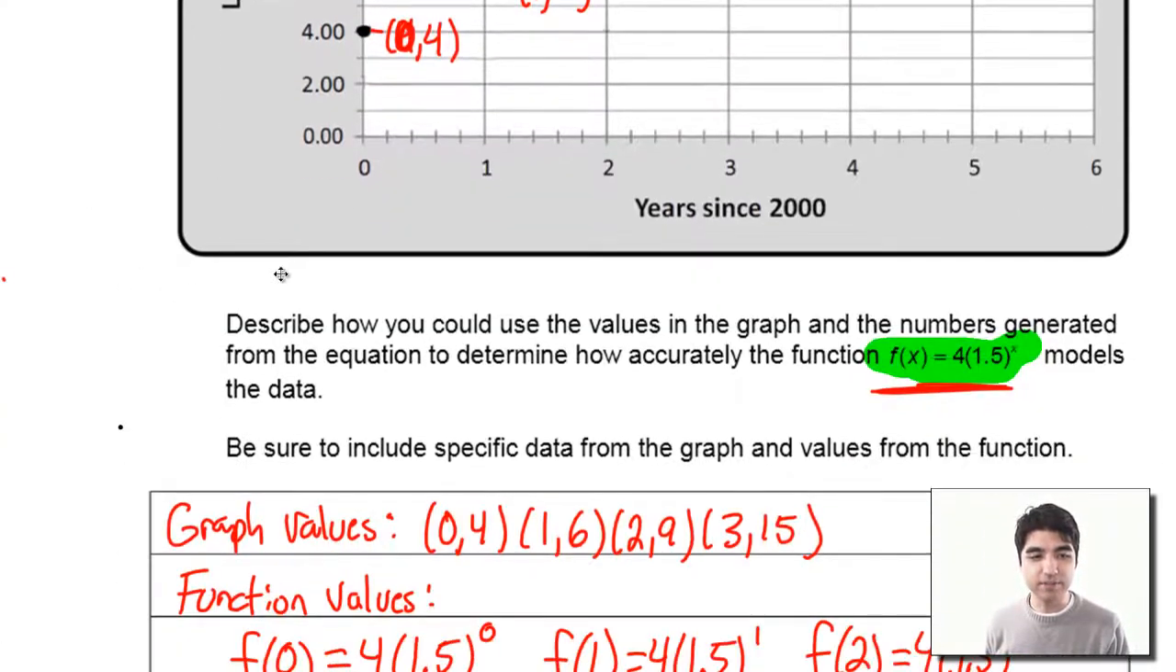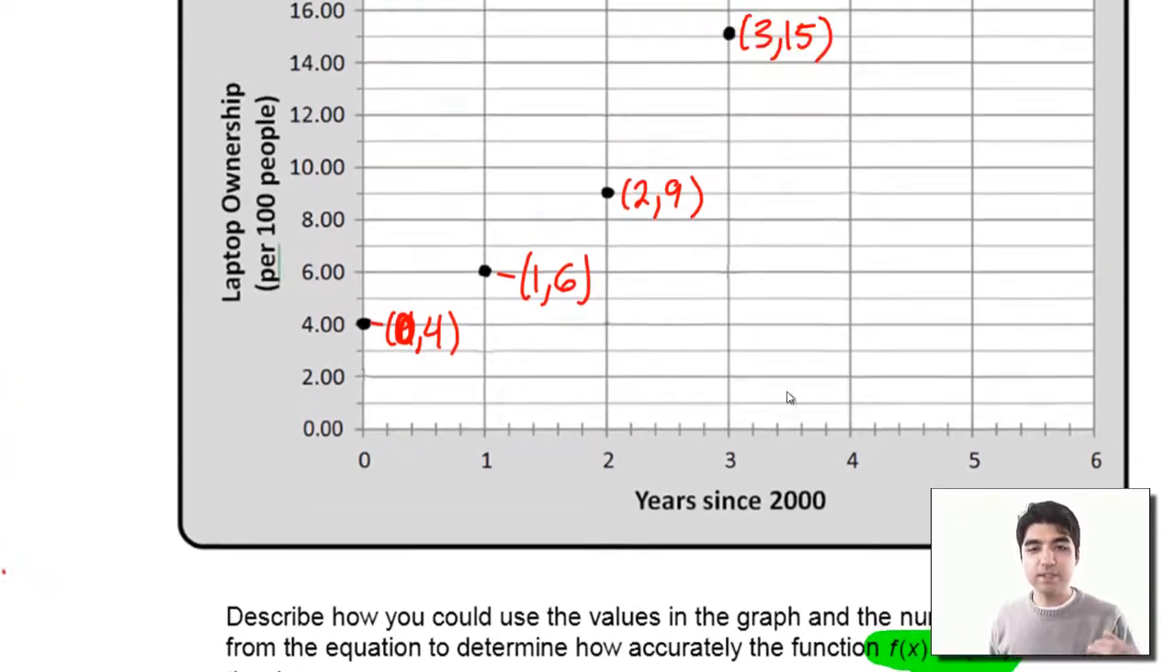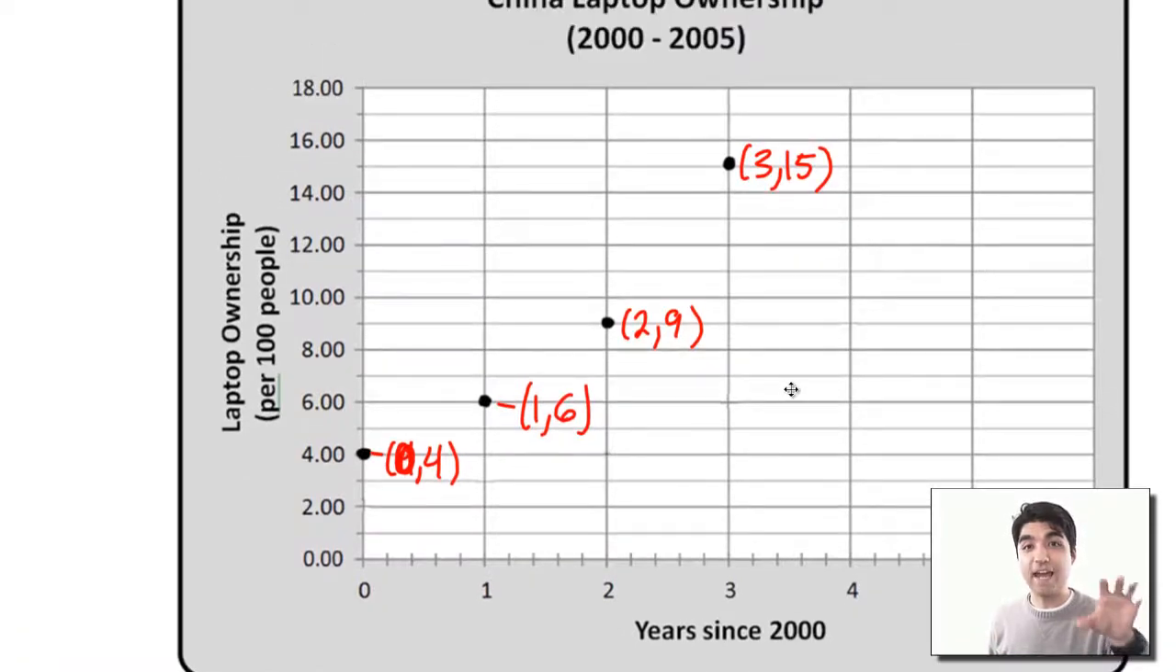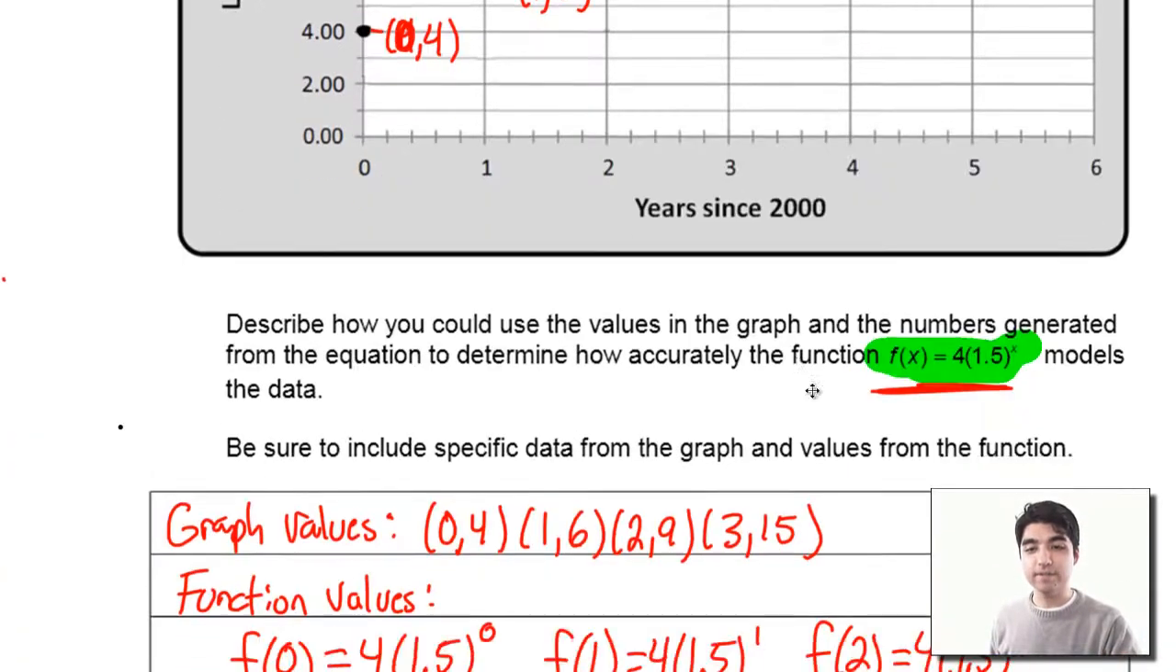And what they want us to do is down here it says describe how you could use the values in the graph and the numbers generated from the equation to determine how accurately the function f of x equals 4 times 1.5 to the x models the data. Be sure to include specific data from the graph and values from the function. Okay, so they want us to compare this graph of actual values with our function f of x equals 4 times 1.5 to the x.